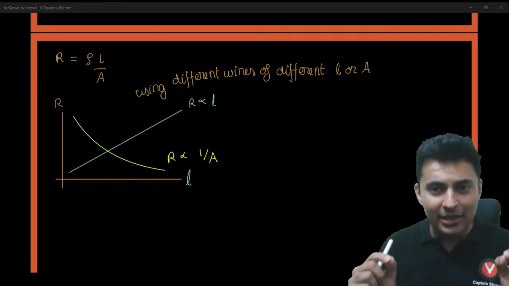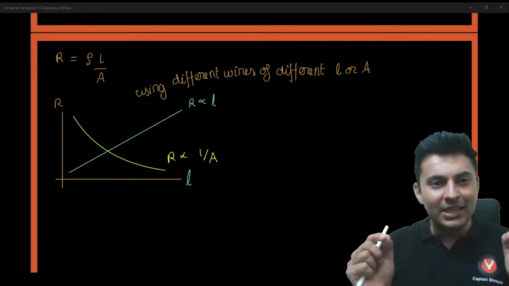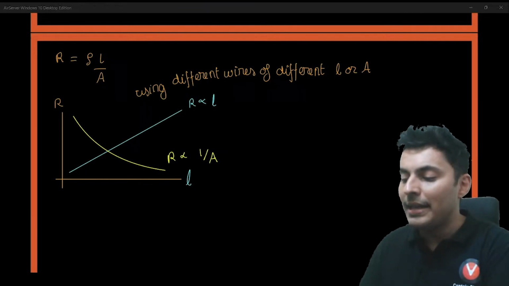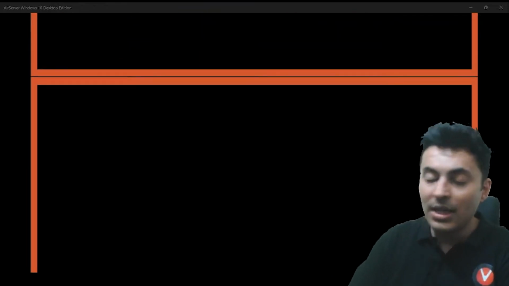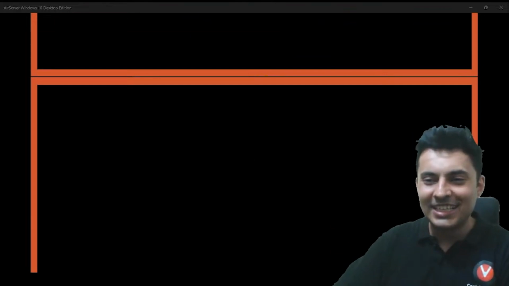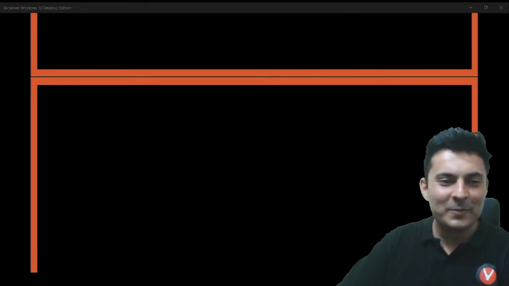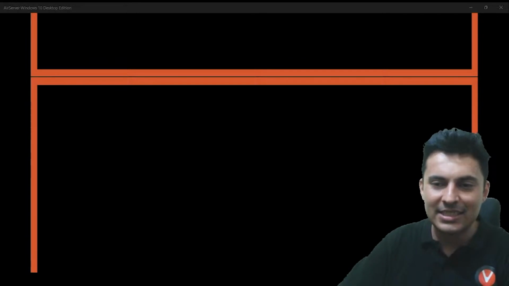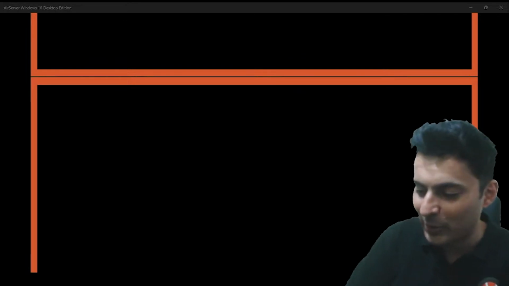But if I take a wire of some meters and then I stretch it, then it will not be like this, because area will also change accordingly. How many of you realize it? Area will also change accordingly. Yes, definitely. Area will also change accordingly. So be careful about it.